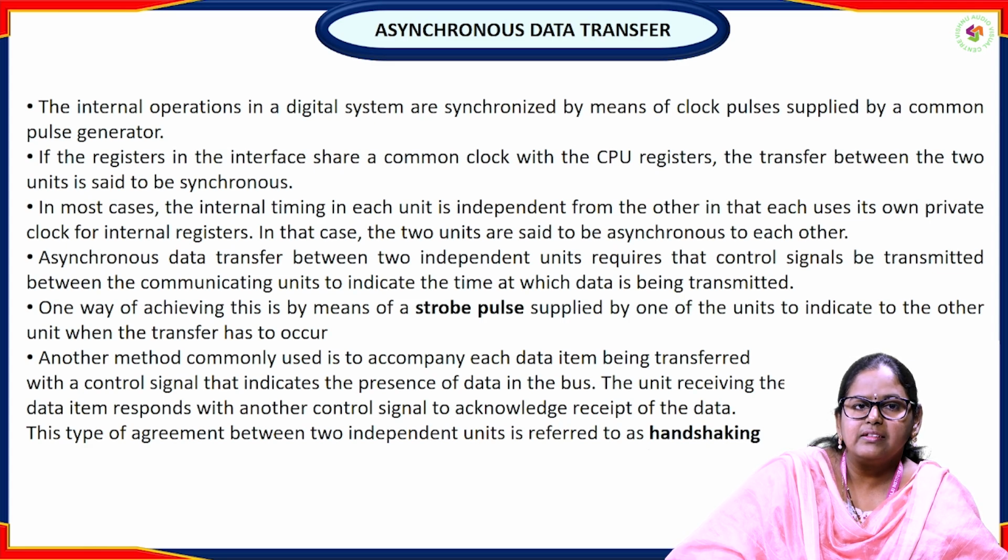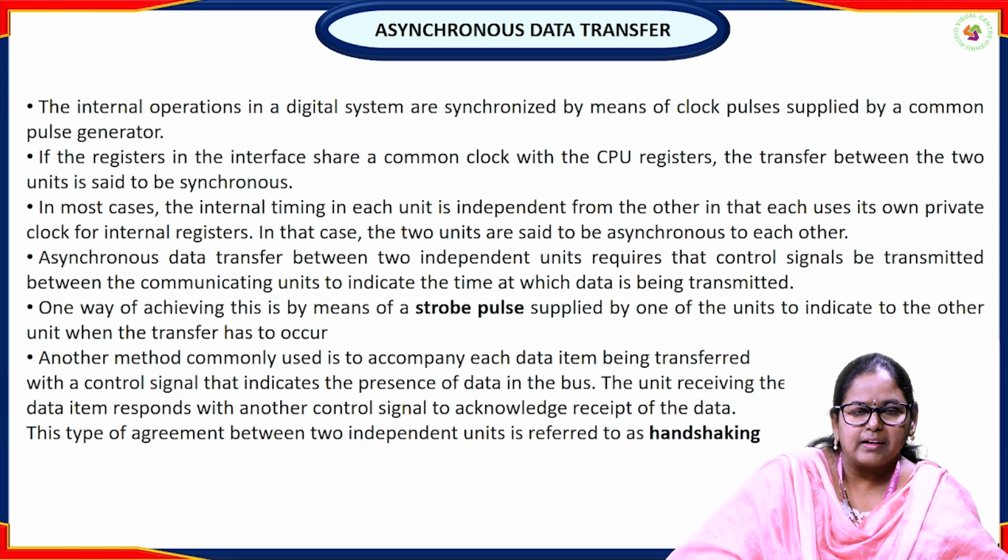Why? Because the registers inside the interface and the registers inside the CPU share the common clock pulses generated by the common clock generator. And we have another type of data transfer, which we call asynchronous data transfer. In asynchronous data transfer, the interface and the CPU have their own private clocks, which generate their own clock pulses. So here we say it is an asynchronous data transfer.